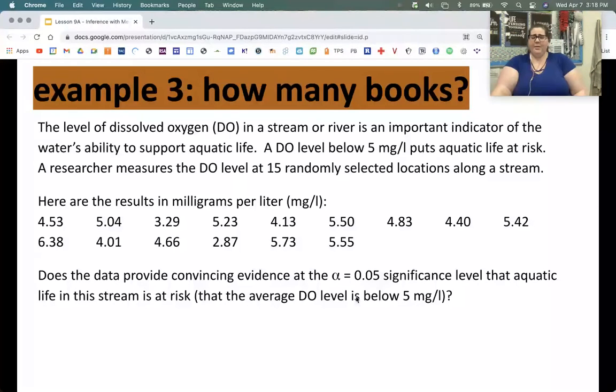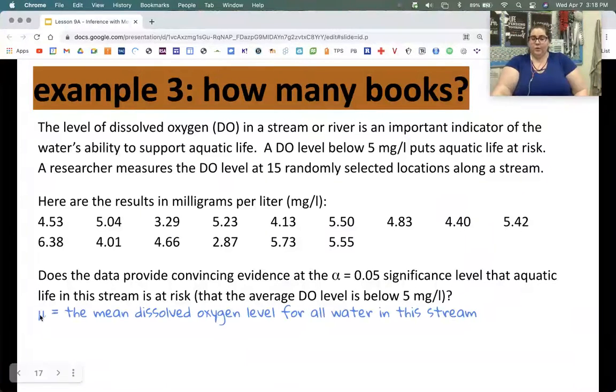And my first step is to write hypothesis statements. I'm going to start by defining the parameter though, because that'll help me write hypothesis statements a little bit quicker. So in this case, my parameter is mu. Again, we're talking about means. So mu equals the mean dissolved oxygen level for all water in the stream.